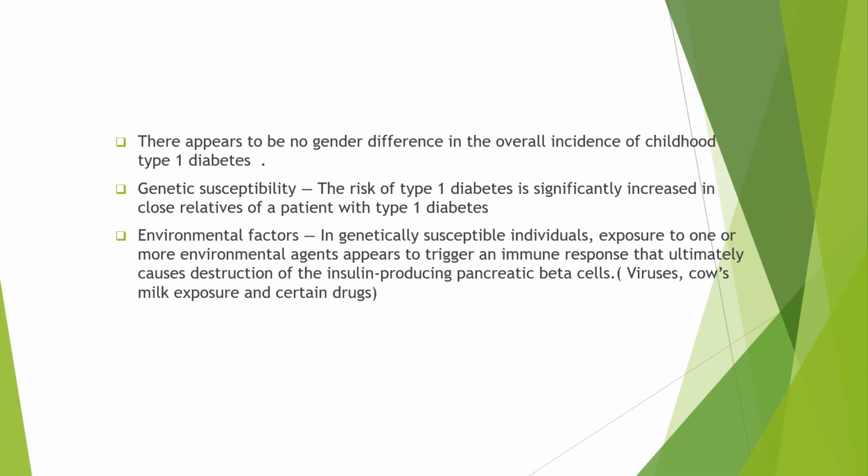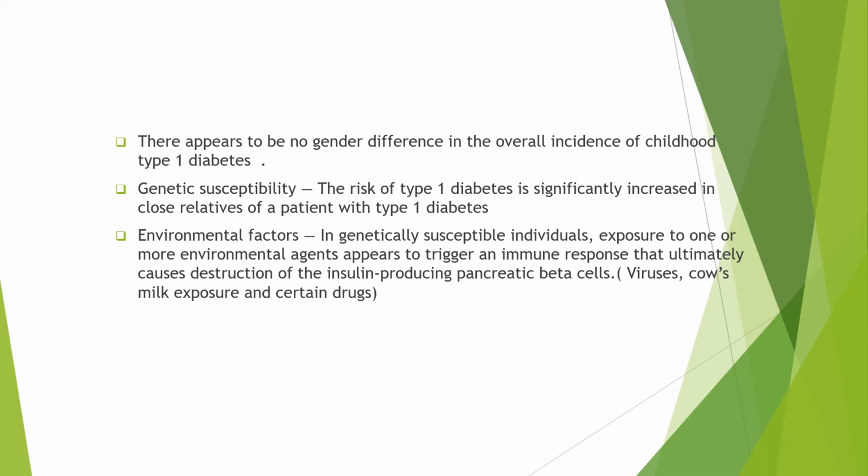There appears to be no gender difference in the overall incidence of childhood type 1 diabetes, and genetic susceptibility matters. The risk of type 1 diabetes is significantly increased in a close relative of a patient with type 1 diabetes. And also there are some environmental risk factors that increase the chance of developing type 1 DM.